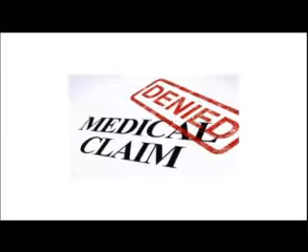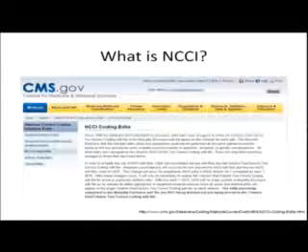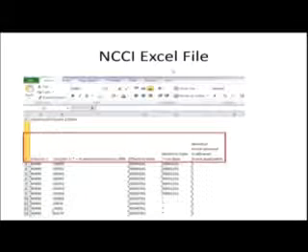So often you'll get claims denied. I'm going to go through this very quickly because we don't have a lot of time left. One of the reasons that claims can be denied is because of what is called the National Correct Coding Initiative. This is a series of codes that come out frequently, and these codes are in 2 columns, and they're on the internet. You can just Google NCCI, and you can download this file.